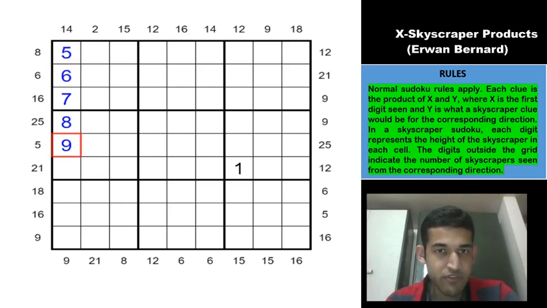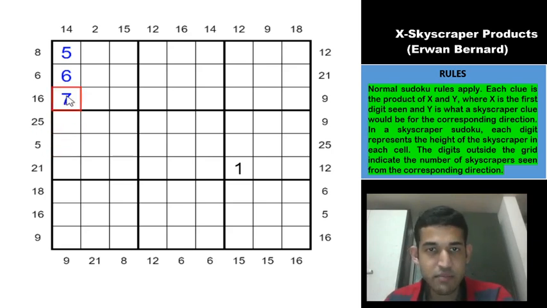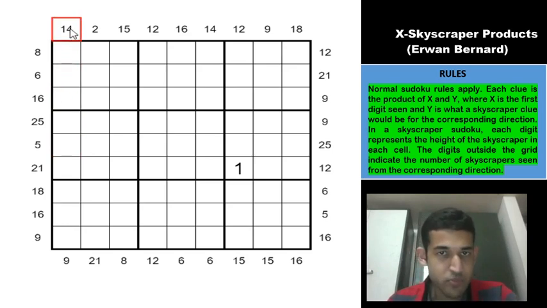Now again, if you look from this direction, just to be clear about the rules, you will see a total of 1 building because 9 is the tallest building. And if you look from this direction, you can see 8 and then followed by 9, so you can see only 2 buildings. So this is how a skyscraper Sudoku works. This outside clue indicates the product of the first digit in the cell nearest to it and the skyscraper clue for that direction. So these are the rules. With that, we'll start solving the Sudoku.